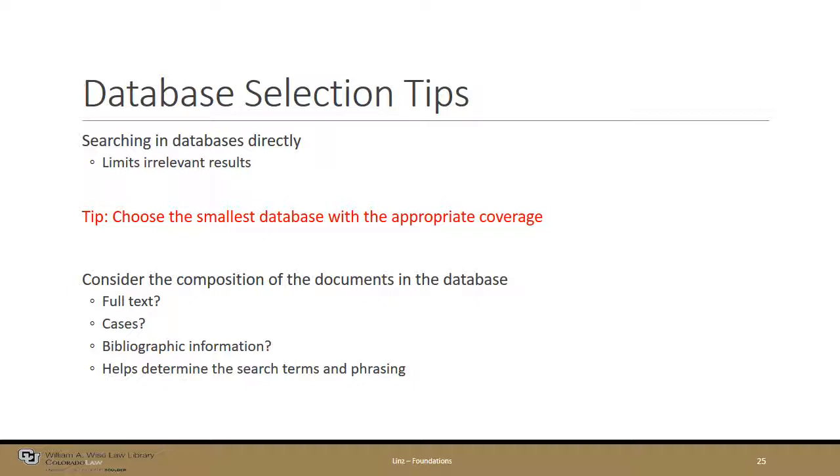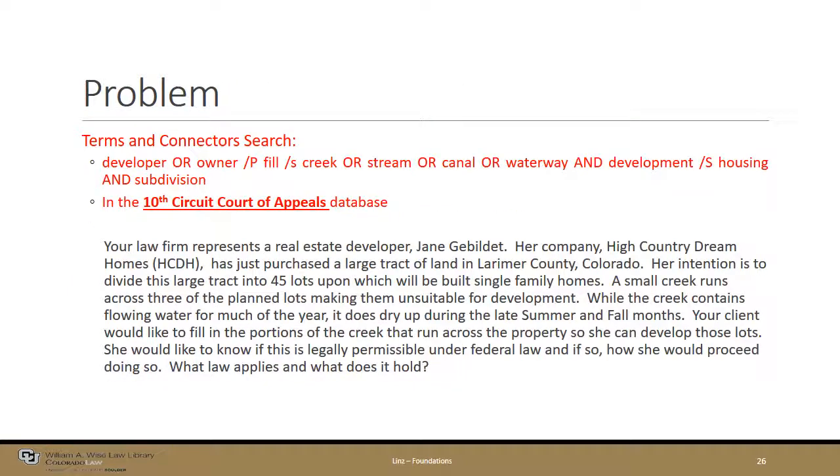So as you create these searches, think also about the composition of the documents in the database. Again, we've already talked about full text and bibliographic information, but also if it's too broad for cases or for statutes or for other secondary material, choose the smallest database that will work for us. So what we'd want to do to improve our search is something like this. We really don't want to put in there federal plus one law or even something like 10th Circuit as part of the search phrase. What we really want to do is delete that from our search phrase and run our search, as you see it in line one on the screen, in the 10th Circuit Court of Appeals database. That's really the most precise way to get back relevant 10th Circuit cases for our search.